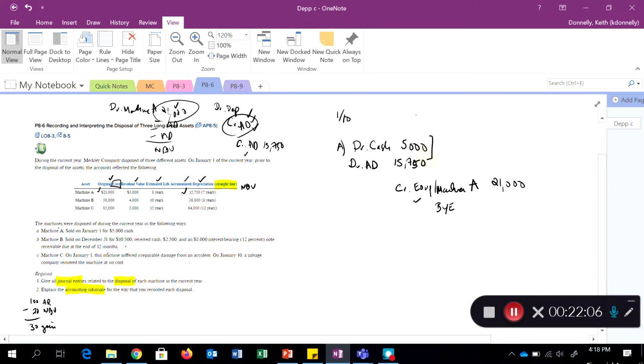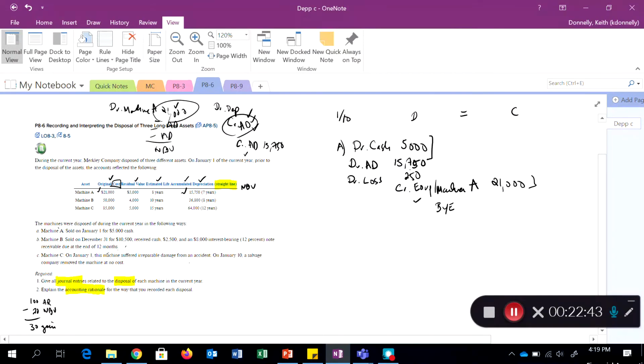So here's the deal. We have our debits on our left and we have our credits on our right. We know every journal entry has to balance. In this case, it looks like we have roughly $20,750 on the left, and we have $21,000 on the right. So how we make our debits equal our credits, in this case, is we're going to debit a loss for $250.